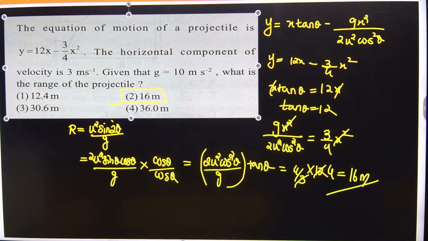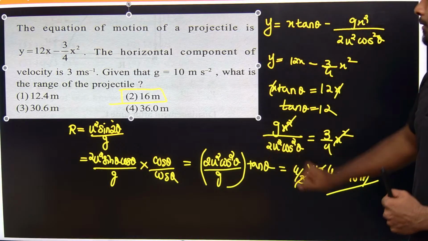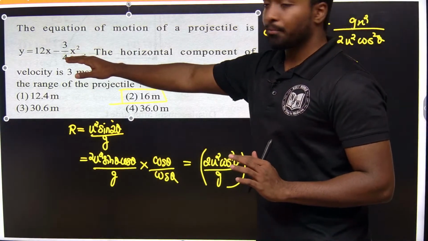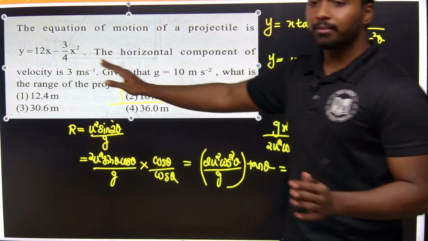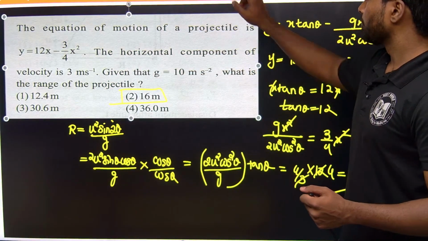Can I go for the next question? Can we go? It's clear. So whenever you get an equation of projectile, compare this equation and take the unknown terms. That's it.